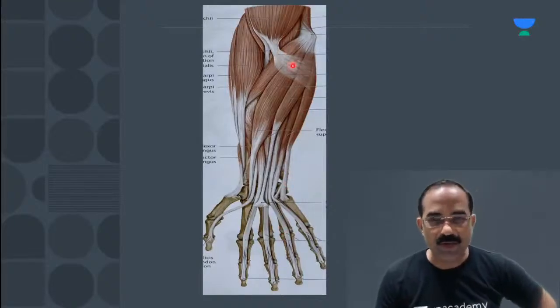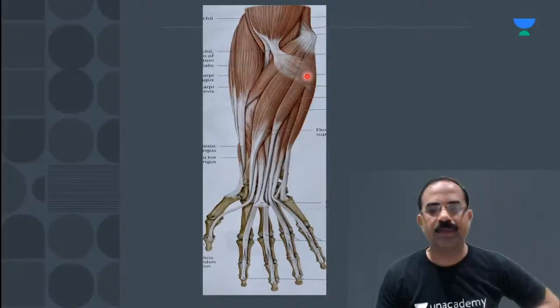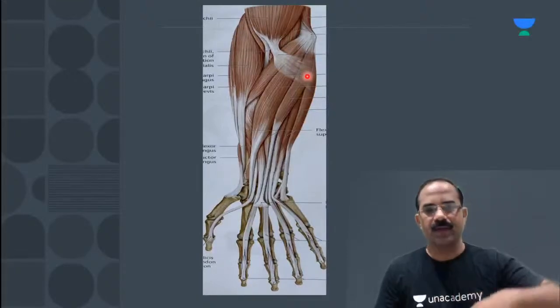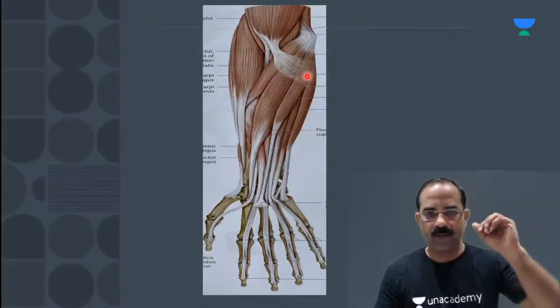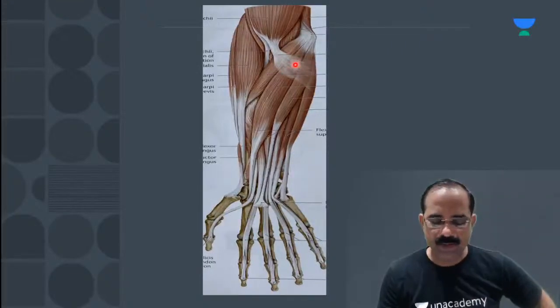Students, can you tell me what is this? Yes, Karnati, what is this that I am pointing here? Anyone? Any guesses? This is the Bicipital Aponeurosis. Yes, this is the Bicipital Aponeurosis.